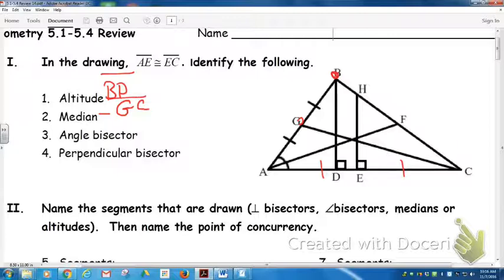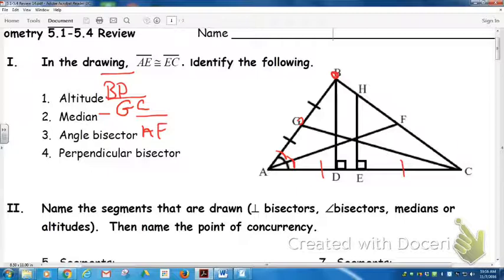Okay, and for number 3, that's an angle bisector. Well, an angle bisector cuts an angle in half. So the only angle that's shown that's cut in half is the angle right here, angle A. So that would be AF.